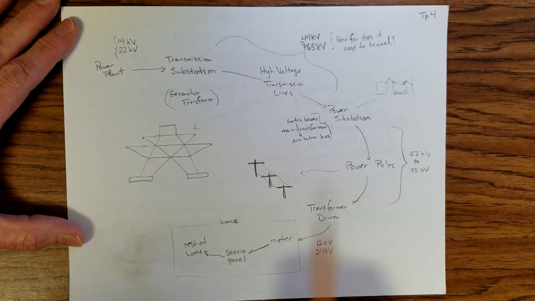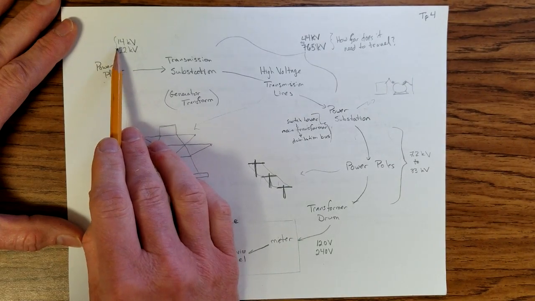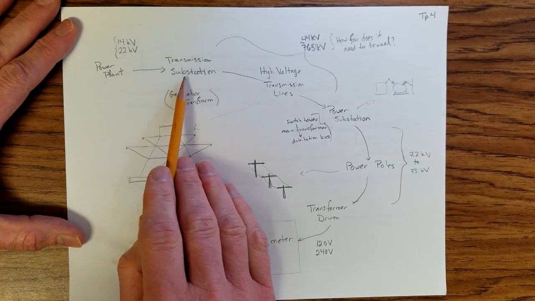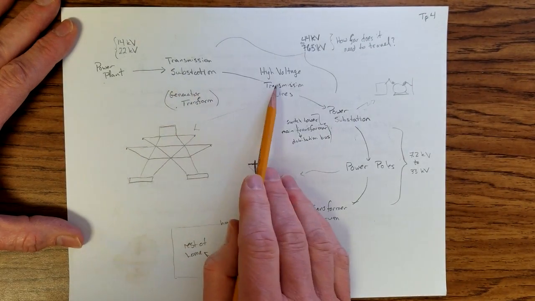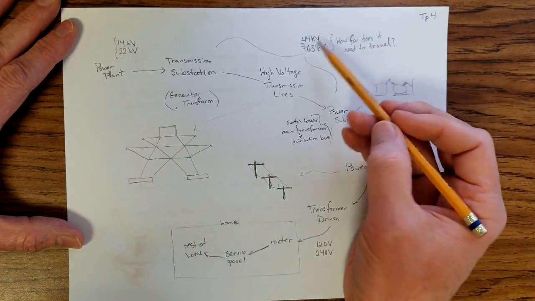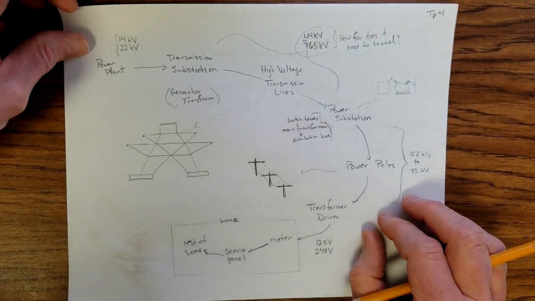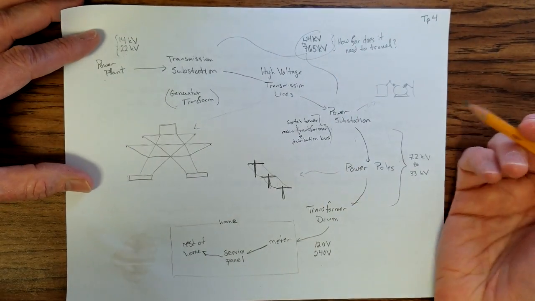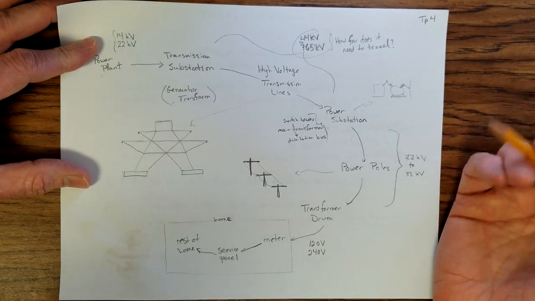Now, we have a power plant that produces power at voltages around 14 or 22 kilovolts. Those are sort of the two numbers that I saw. It goes through a transmission substation, the generator transformer, and gets kicked up to high voltage. And this is basically the range that I have seen from various sources. How much you crank it up really depends upon several factors, and it seems to be regulated by state.